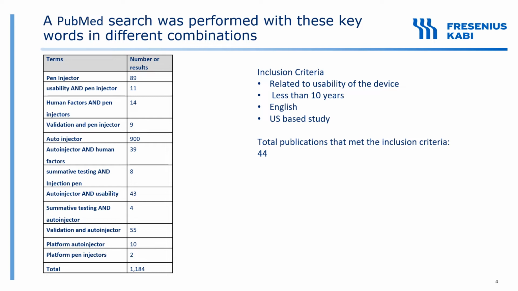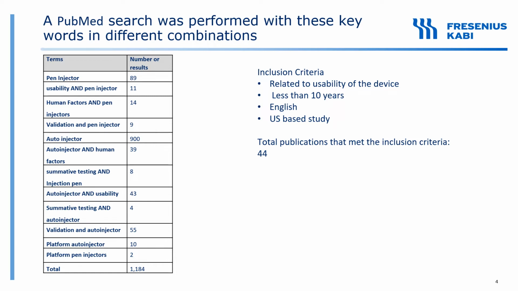A PubMed search was performed with these keywords in different combinations. For this presentation, the literature search was focused on pen injectors and auto-injectors as they are well-established combination products in the market. So what was the inclusion criteria?